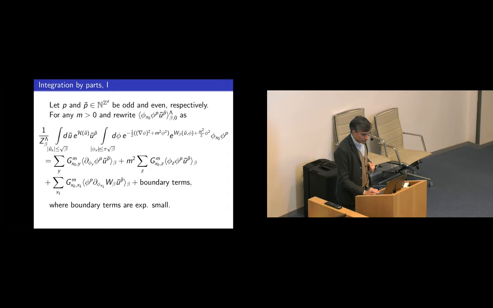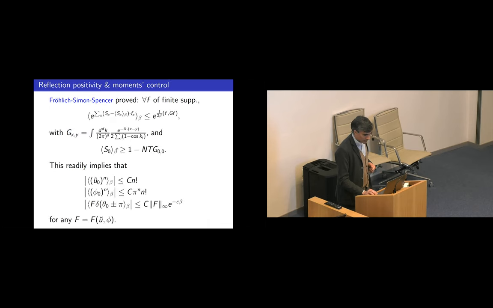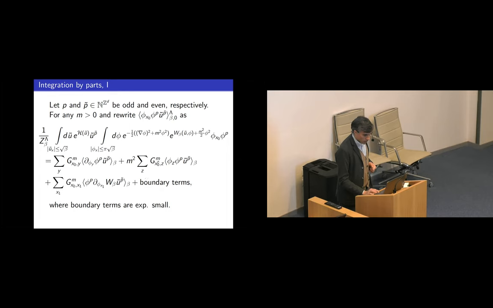There are some boundary terms in which phi is equal to plus minus pi square root of beta. These are the terms of this sort here, and these are exponentially small. What do you have next?